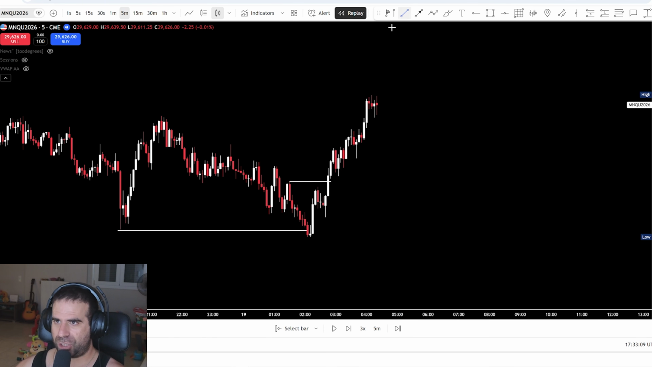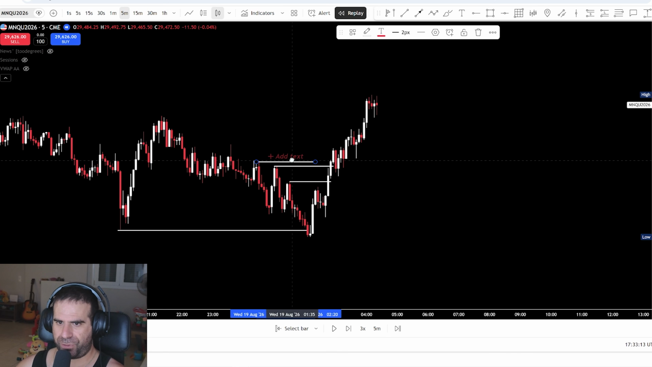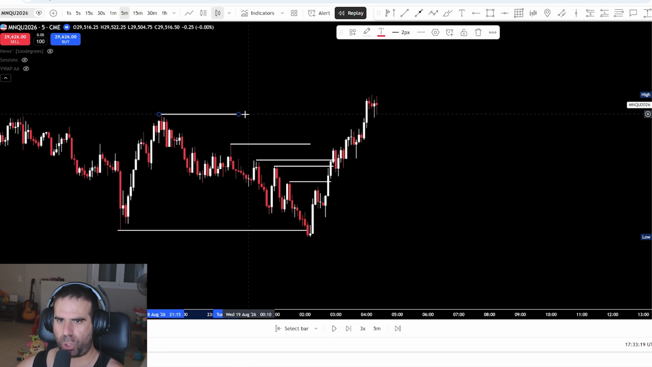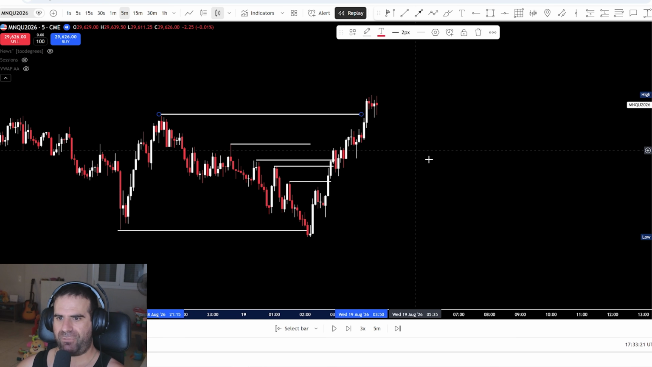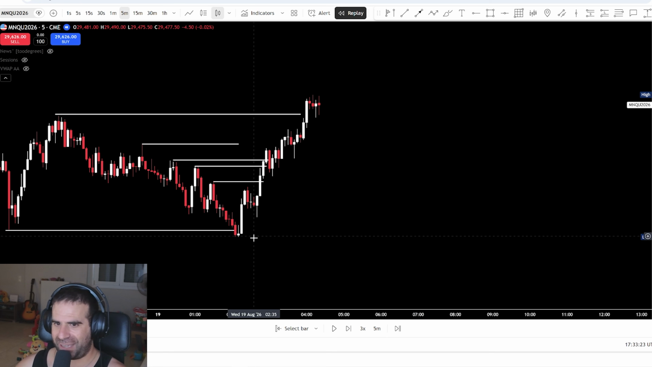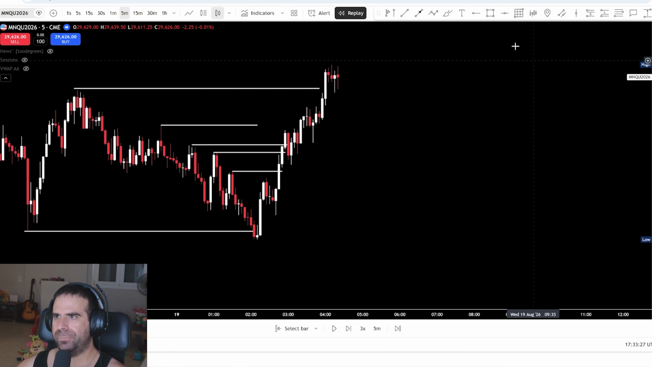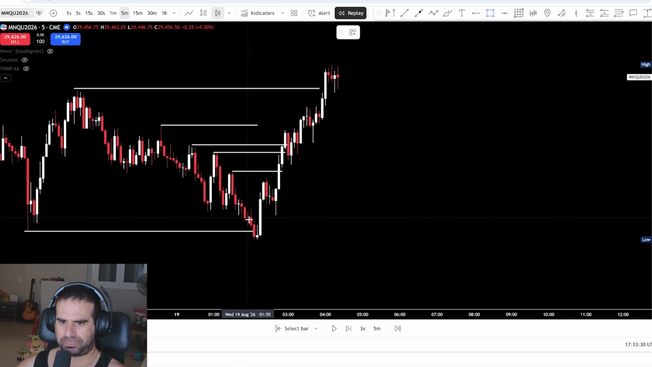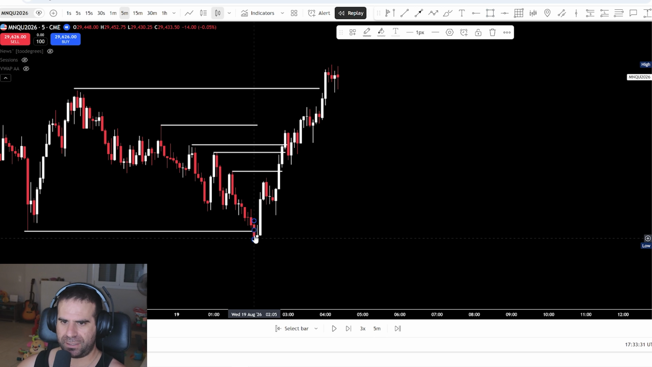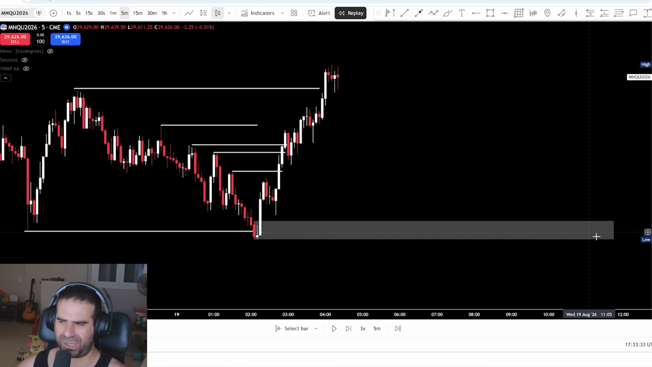We have one structure being broken, two structures being broken, three highs being broken, four highs right here, five highs right here. So you say that this is the perfect trade. What do I have against this trade? Absolutely nothing. This is the perfect trade. You go ahead and you take this trade. I'm showing you only bullish examples now.